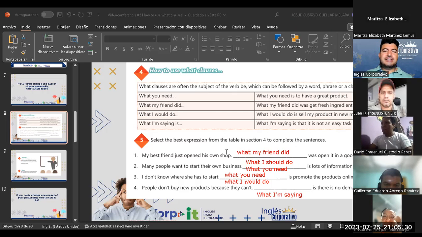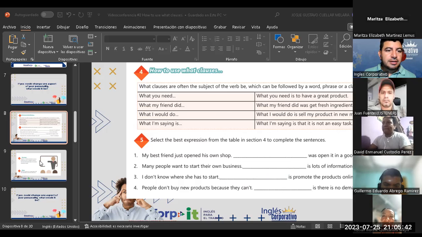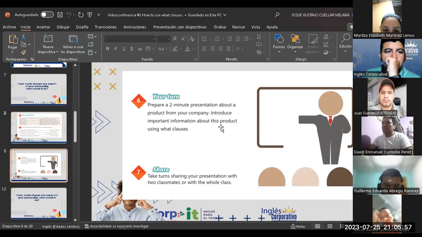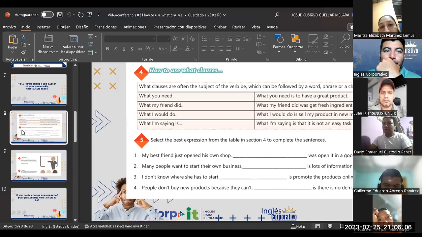Thank you. And it is important to establish these what clauses. Y estas what clauses siempre van a tener la palabra what. Okay? Thank you. In this case, we're going to do a special activity that we have here. Look. It says, prepare a 2-minute presentation about a product from your company. Introduce important information about this product using what clauses. Yeah, maybe what we can do, not necessarily a 2-minute presentation, but you can talk about a product of your company or the company in which you work.